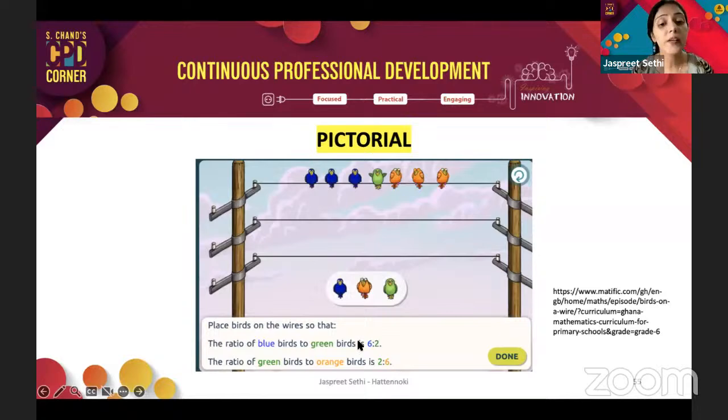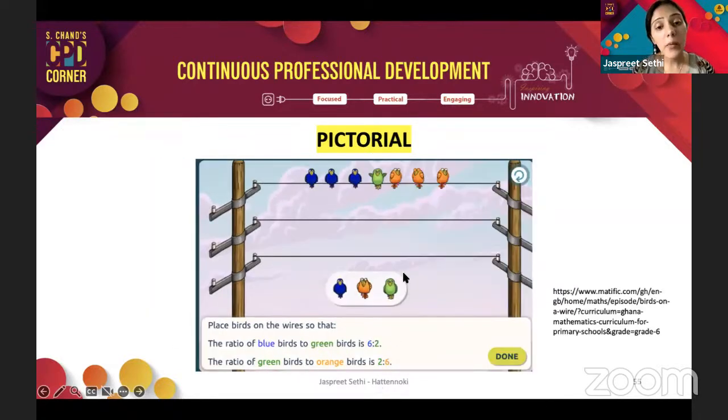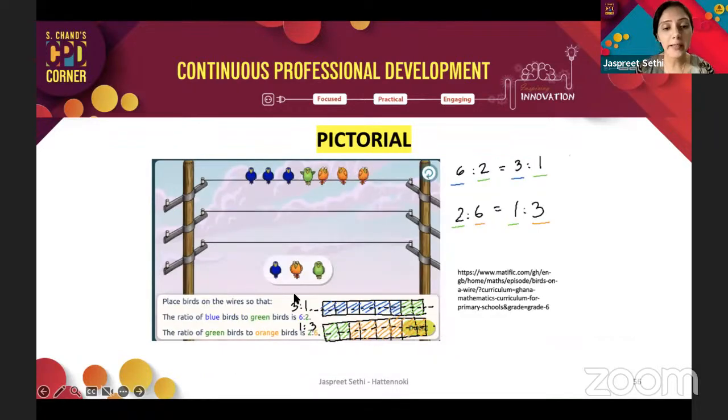Of course, I could have put 6 and 2 for green, and then 2 green, and then 6. But they don't have that many birds. Somehow it restricts you from putting a 6, 2, and 6. So we have to scale it down. To scale it down, I usually use a bar model to explain that when I'm trying to show 6:2, I make a rectangle, I cut it into 8 parts, and I show my 6.